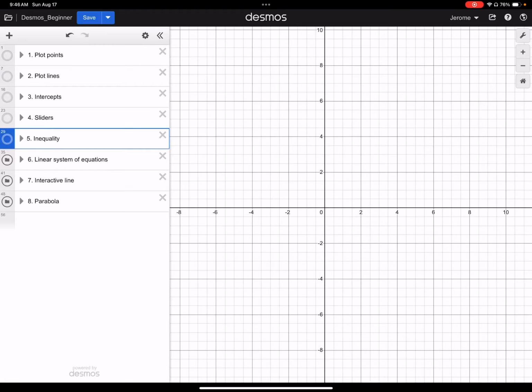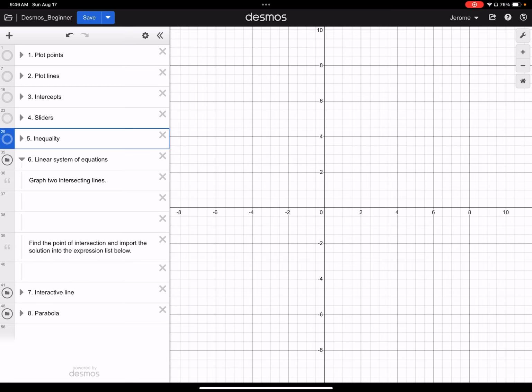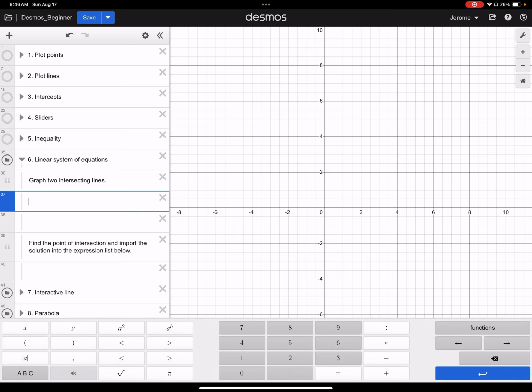On task 6, this one deals with a linear system of equations. Whenever expanded, the first part asks us to graph two intersecting lines, because usually this is what happens, especially in an Algebra 1 kind of class. In Algebra 1 class, that's your goal when you're solving a system of equations: you're trying to find where the two lines intersect each other.